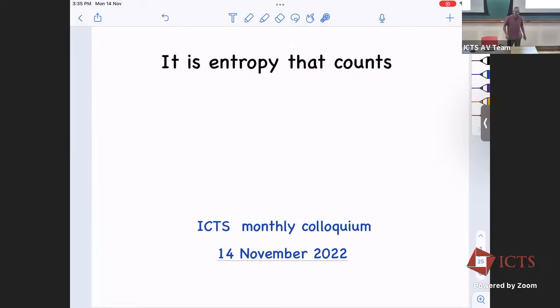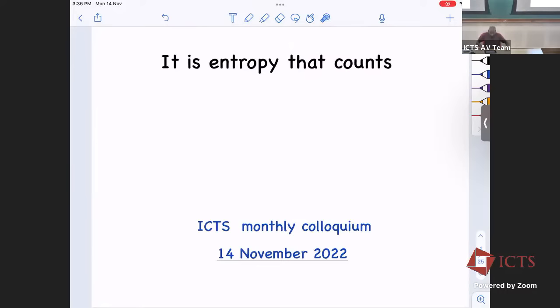So I'm a theoretical computer scientist. So I'll try to tell you what I think about when I say entropy. It is roughly what is used in certain areas of probability. And then we'll see some applications of entropy.